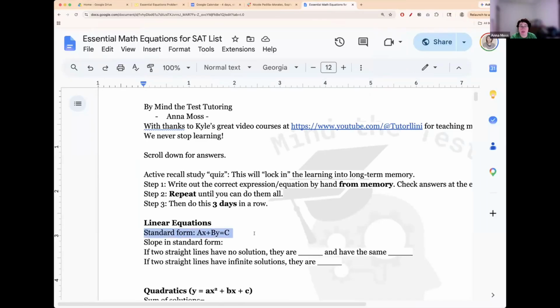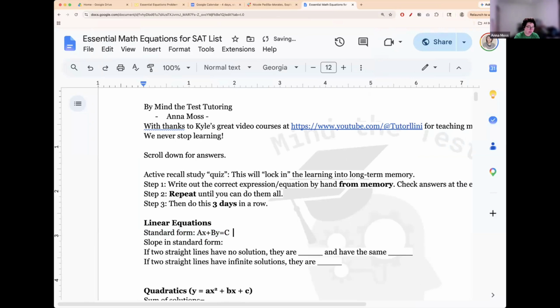Standard form officially is ax plus by equals c. Now, do you absolutely need to know it? Not technically. You can get pretty far with y equals mx plus b, but when they ask about slope, which will do a bunch of problems, it's a huge shortcut.